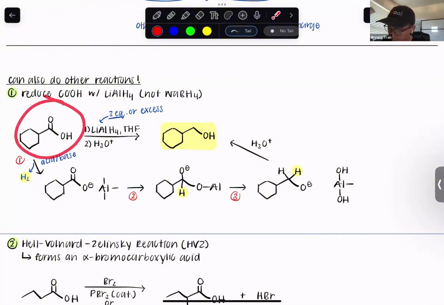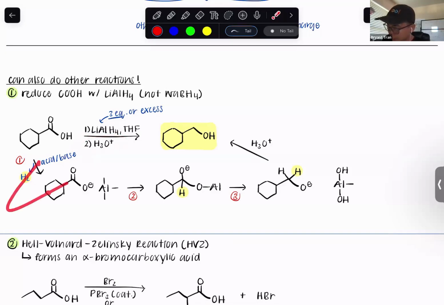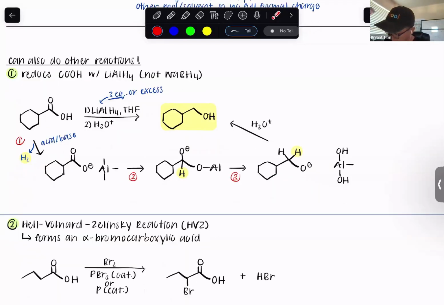We could reduce a carboxylic acid to a primary alcohol by completely getting rid of the carbonyl using a strong reducing agent, lithium aluminum hydride, and acid workup, right? Don't worry about this mechanism. Just know that for vocab, you need at least 3 equivalents, or excess, of the lithium aluminum hydride to fully reduce the carboxylic acid to the primary alcohol. You would not be tested on this mechanism, but you can be tested on the concept that we need at least 3 equivalents of the lithium aluminum hydride.